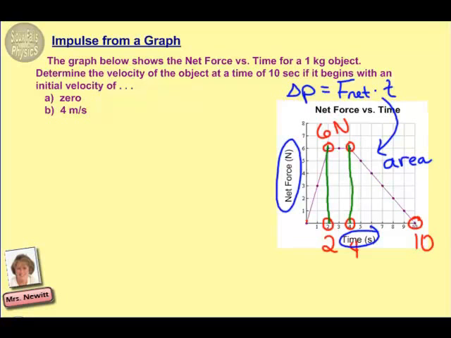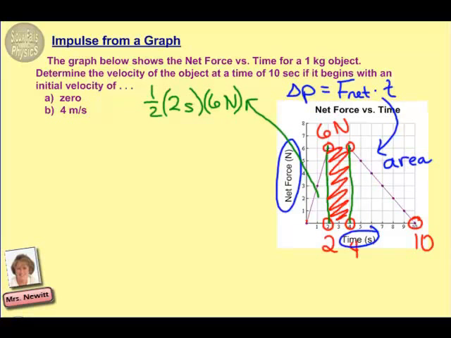So for our first triangle here, again, triangle is 1/2 times base times height. The base of that triangle is a time of 2 seconds. The height of that triangle is 6 newtons. The next segment that we want to use is the rectangle. And again, hopefully this whole area thing at this point will be pretty familiar to you. For the rectangle, it would just be base times height, which would be 2 seconds and a height of 6 newtons. And then finally, we have the larger triangle over here at the end.